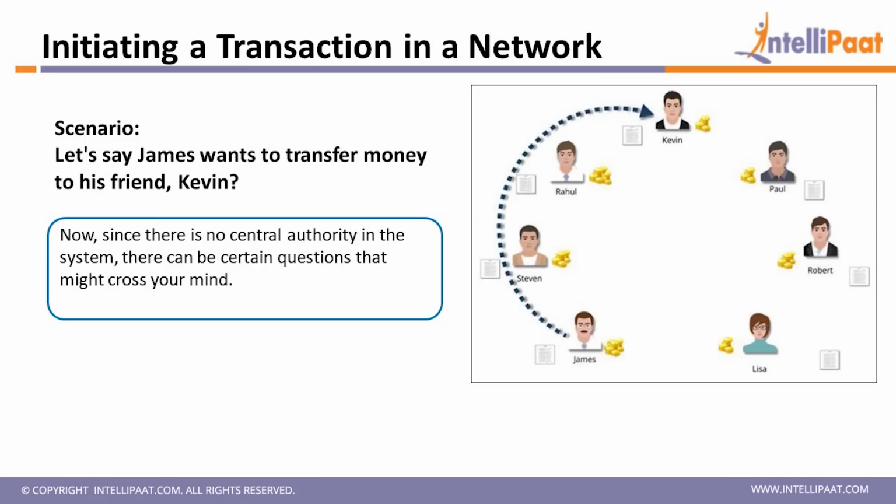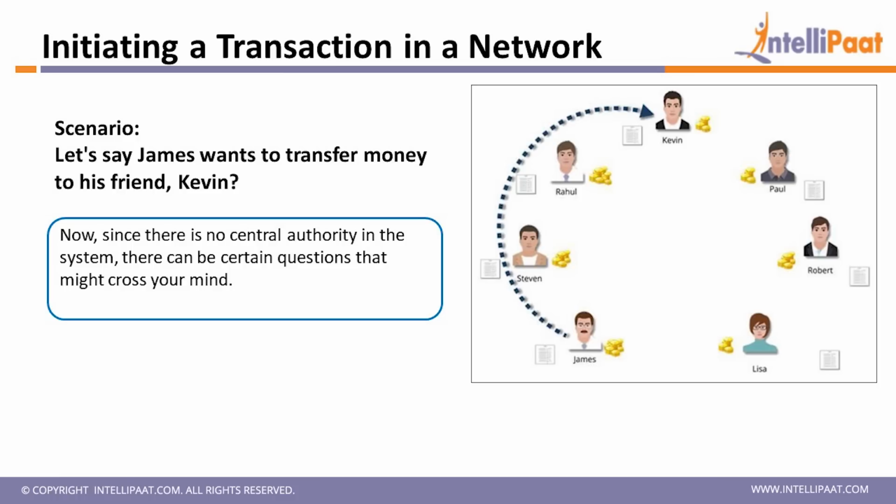So, suppose James wants to transfer some money to his friend Kevin. How will it go now? Since there is no central authority in the system, there can be certain questions that might come to your mind, like who will be validating the transaction? Who will validate if James already has sufficient money?